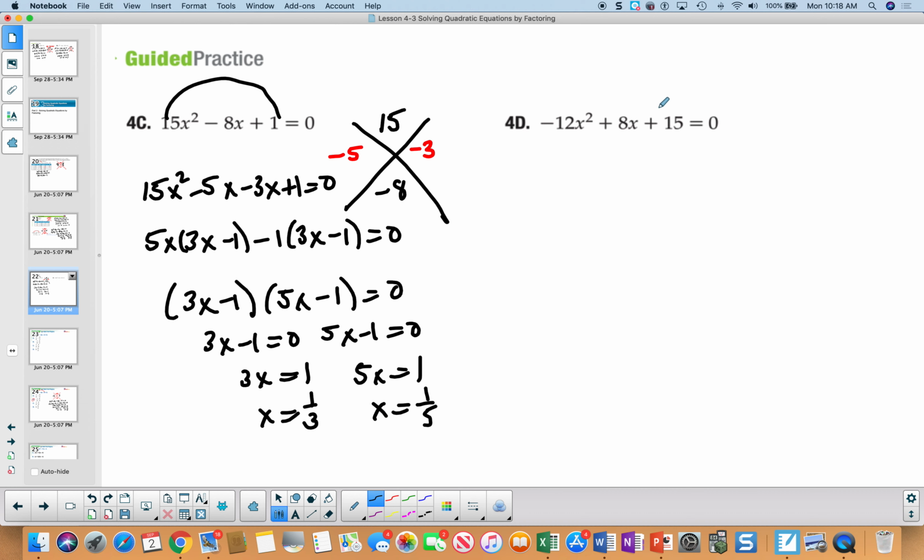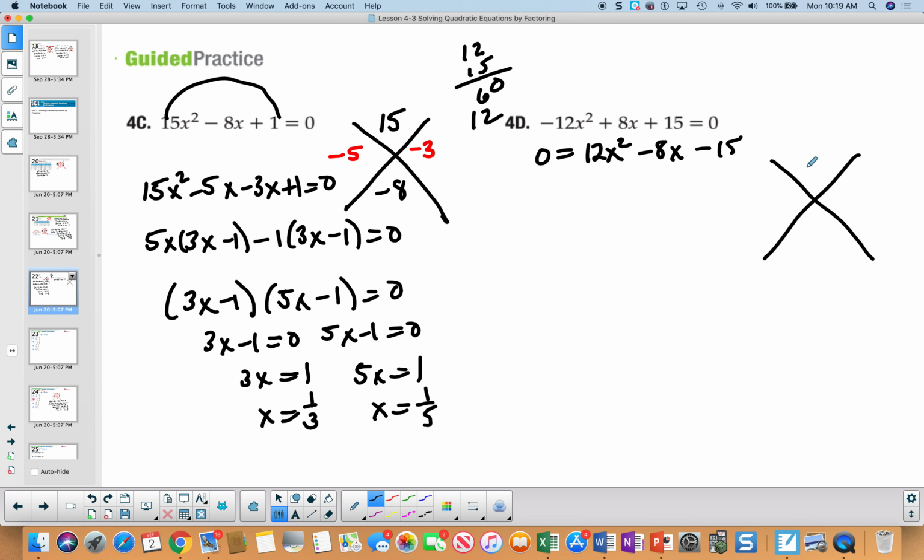You can do it this way, or if you want to move everything to the other side and then this term becomes positive, I like to do that. So I moved everything, so now this portion is positive. I notice there's no greatest common factor, so I'm going to use the AC method. And 12 times 15 is 180. And I want to add up to negative 8.